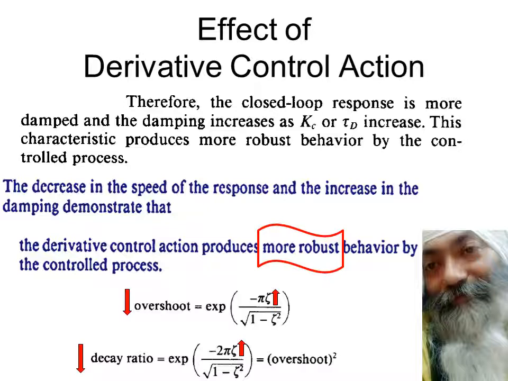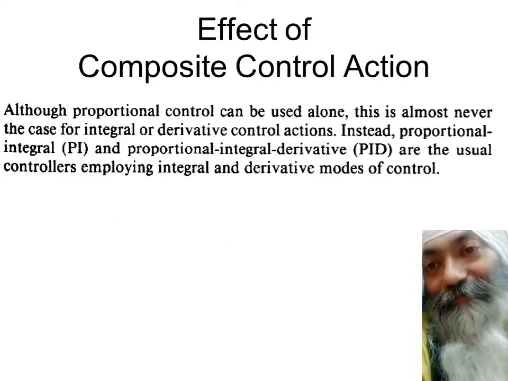So the effect of that is that we can afford to have higher gains. We can afford to have higher gains to make the system more sturdy, robust, and fast. This is what we are going to see, the effect of derivative control as such. Now let us see what is the effect of the overall composite control.